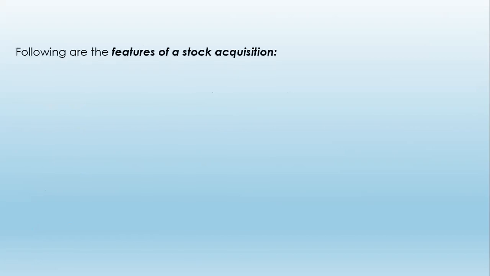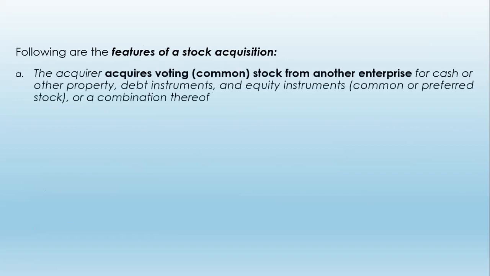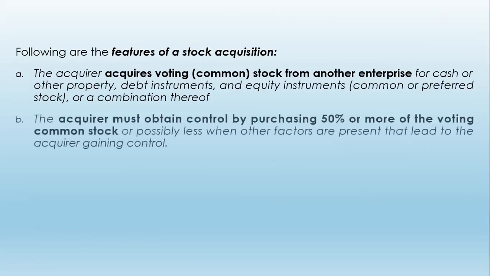Following are the features of stock acquisition. The acquirer acquires voting common stock from another enterprise for cash or other property, debt instruments, and equity instruments, common or preferred stock, or combination thereof. The acquirer must obtain control by purchasing 50% or more of the voting common stock, or possibly less when other factors are present that lead to the acquirer gaining control.